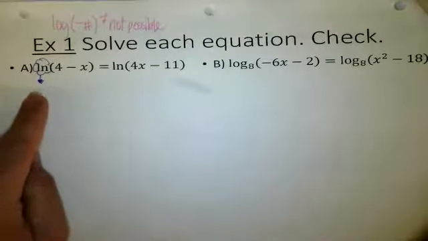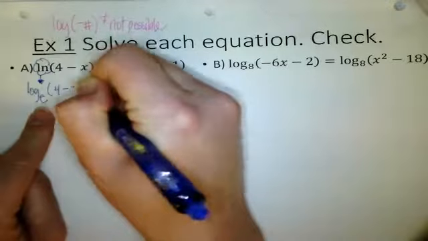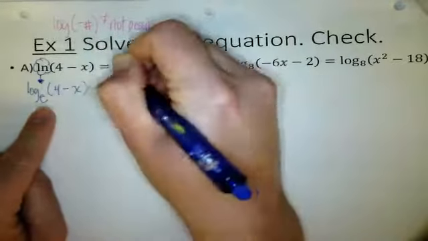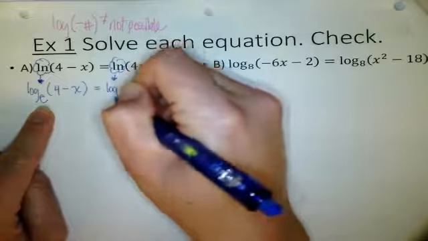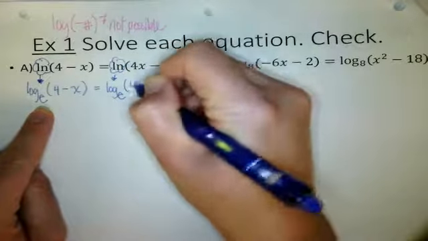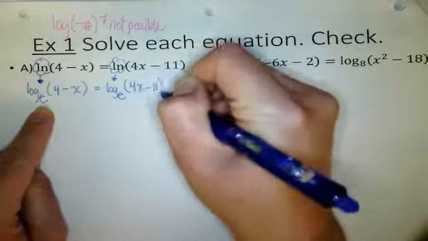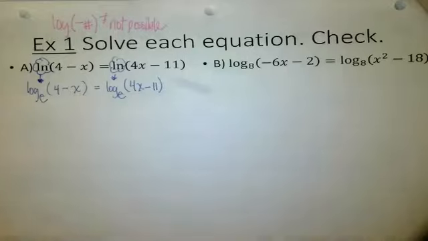This is natural log or log base E. And so I like to change it out for now so that we remember what it really means. Natural log is the same as log base E of 4x minus 11. Now, what situation? Is this the one-to-one property or is this the single log situation?